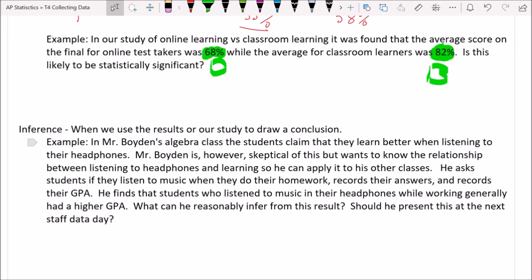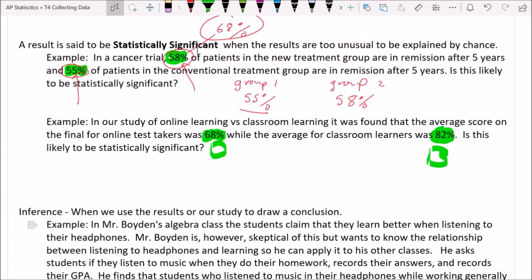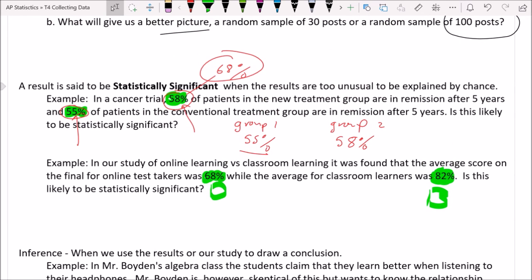Inference is something we're going to be doing later. We're going to be just using the results of a study to draw a conclusion, and that's exactly what I was doing here with statistical significance. If you have a statistically significant result, then you can make an inference.